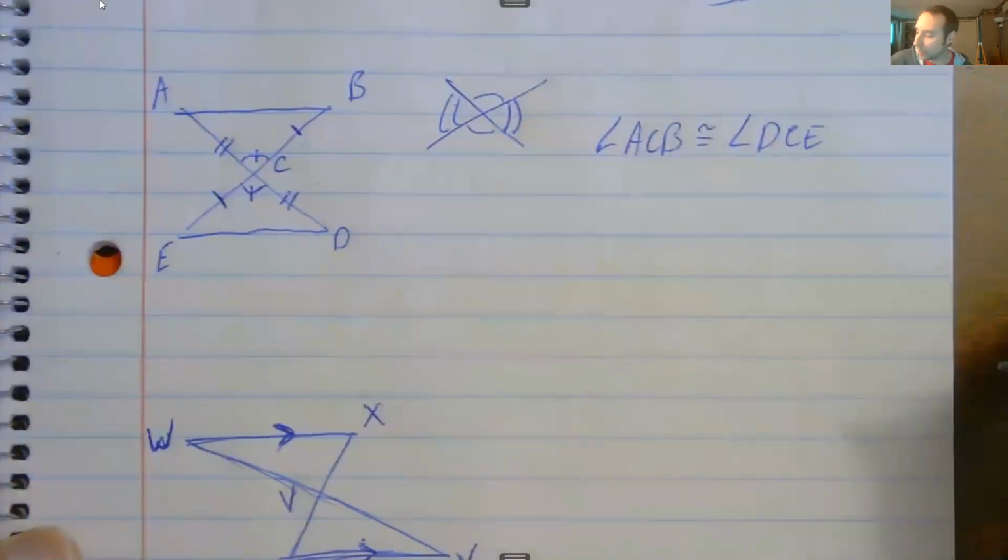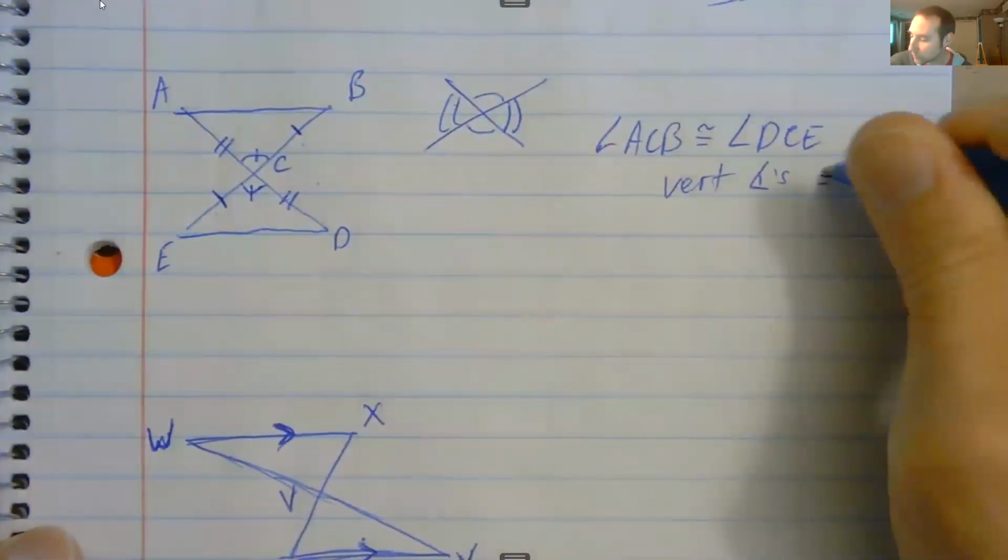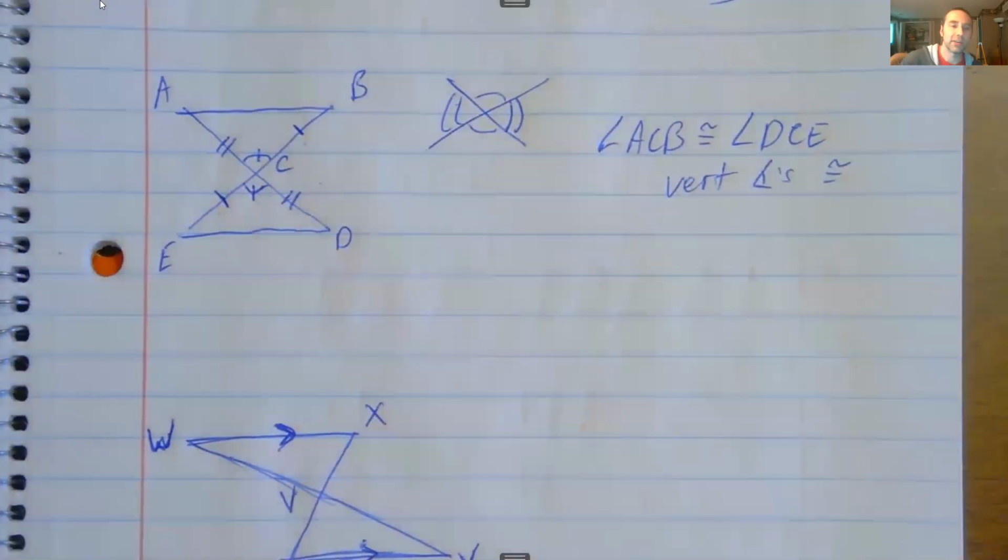And the reason I know that is because vertical angles are congruent. So a little thing to remind ourselves of, we have angles that are across from each other, vertical angles are congruent. And now I have 3 pieces of information. Great, that's what I wanted. Are those 3 pieces of information in an order that fits on the list?